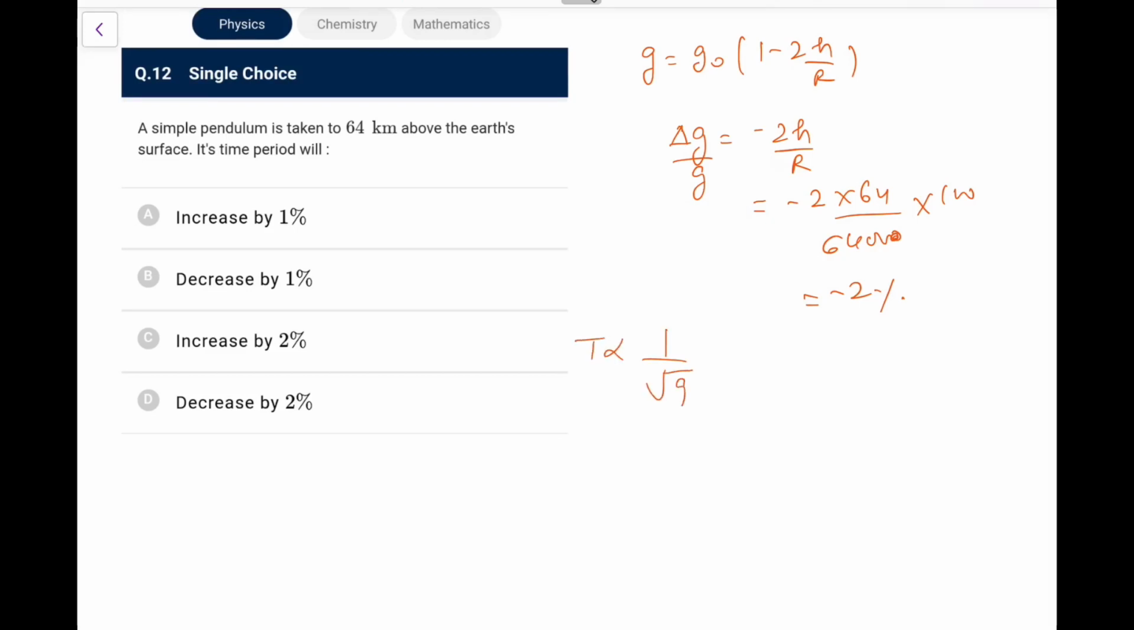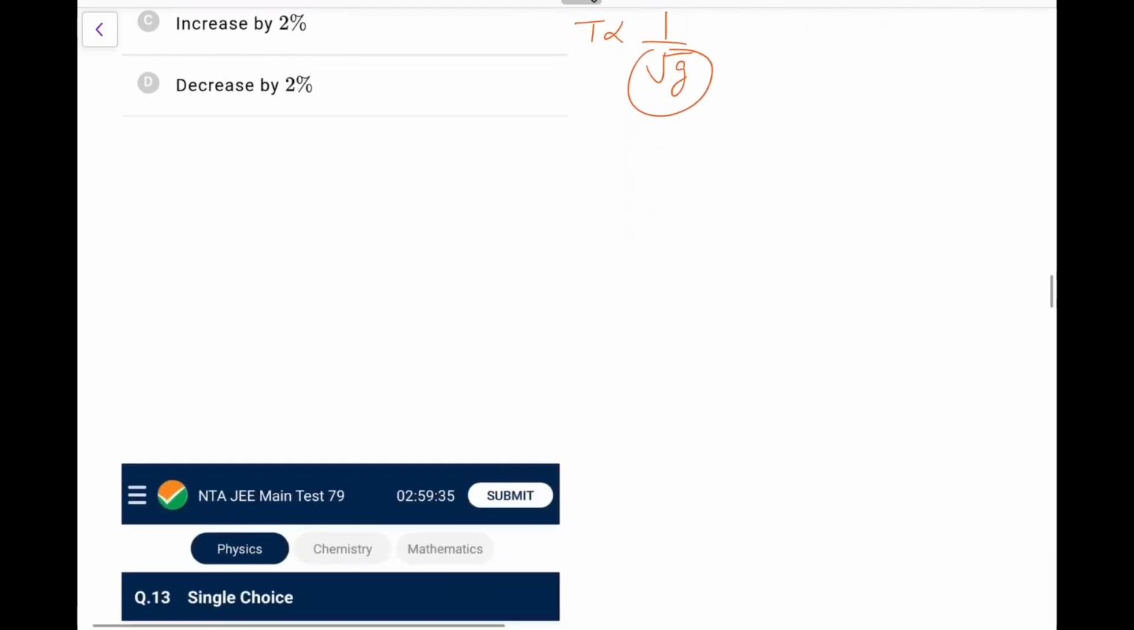So time period is 1 by root g. So if g decreases by 2%, we'll say time period will increase by 1%. So we'll go for option A in this particular case. So it would be option A.